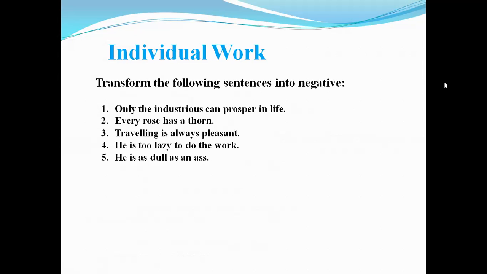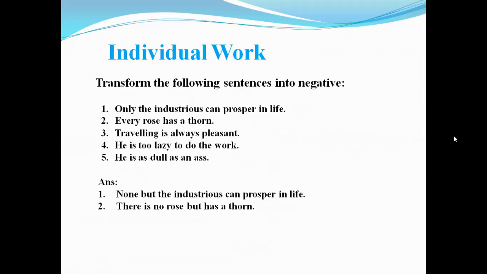Now match your answer with me. Number 1, none but the industrious can cross life. Here, "none but" is used instead of "only". Number 2, there is no rose but has a thorn. Here, "there is no" is used instead of "every", and "but" after "rose". Number 3, traveling is never unpleasant. Here, the opposite meaning of "pleasant" is "unpleasant", and the opposite meaning of "always" is "never".